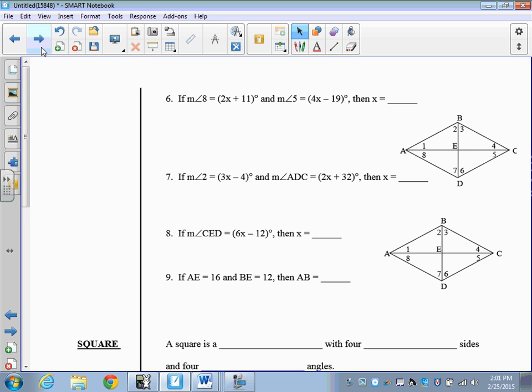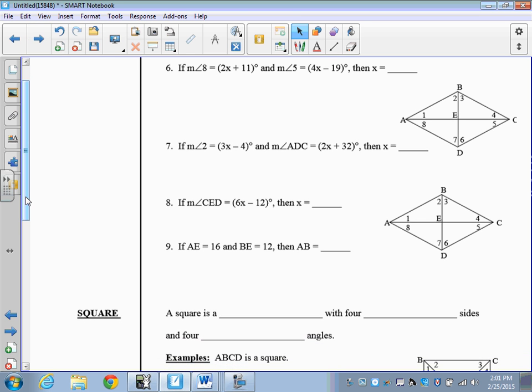Again, we have some more properties of a rhombus. We're going to do problems 7 and 9 together. I want you to try 6 and 8.